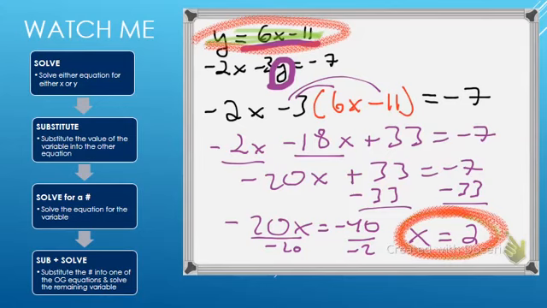So we're going to have negative 2 times 2, which is 4, negative 4. Negative 3 times 1, which is negative 3, equals negative 7. Negative 7 equals negative 7. That checks out also. There's your solution.